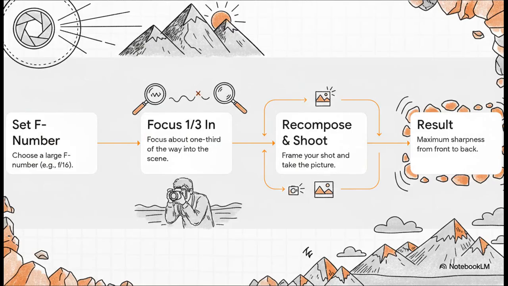And while we're on the topic of landscapes, let me give you a quick pro tip. Once you've set your camera to that big F number, like f16, your first instinct is probably to focus on the mountains way in the back, right? Don't do it. Instead, focus about 1/3 of the way into the scene in front of you. It sounds weird, but this little trick maximizes your depth of field and helps make sure everything, from the rocks right in front of you to those distant mountains, is as sharp as possible.